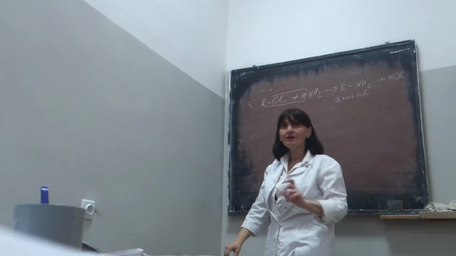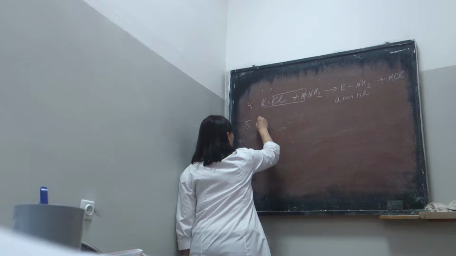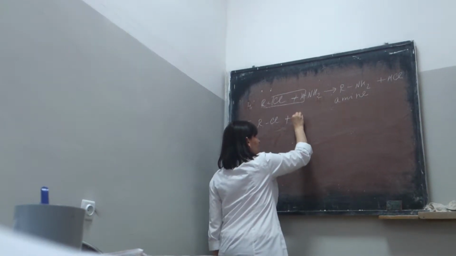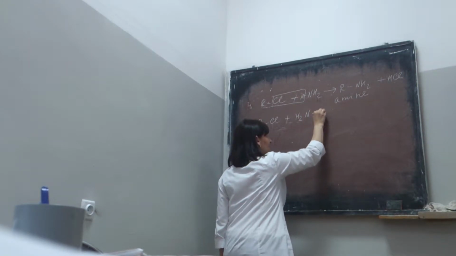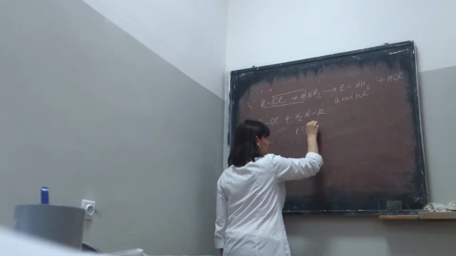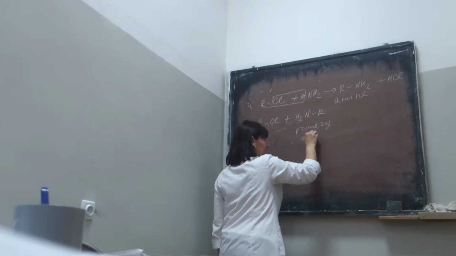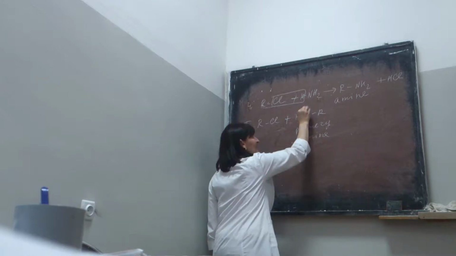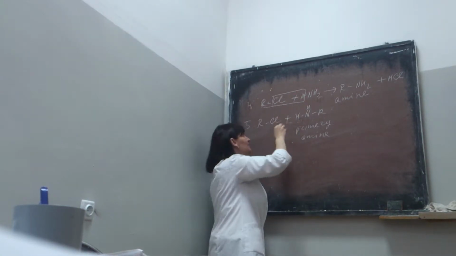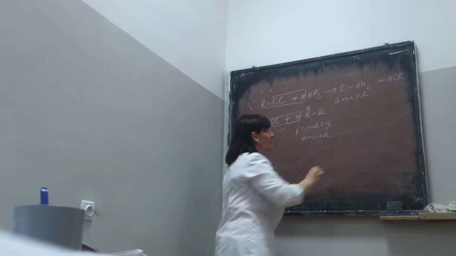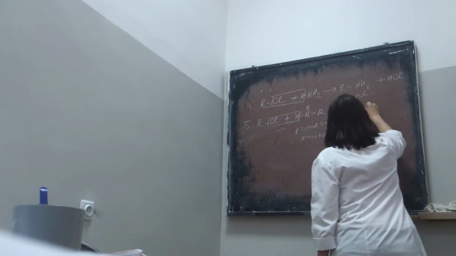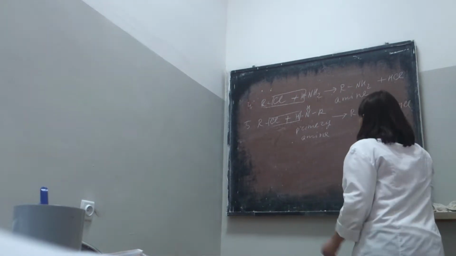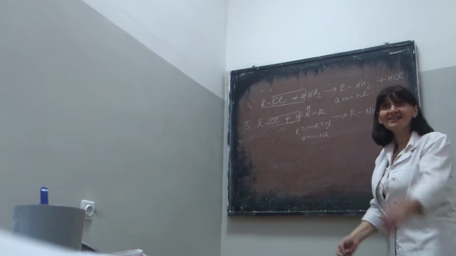Now, fifth one. Alkyl halide plus primary amine. You can write like this separately. Two H atoms, H takes this Cl atom. And finally you get R'NHR plus HCl. So from primary amine, you get secondary amine.